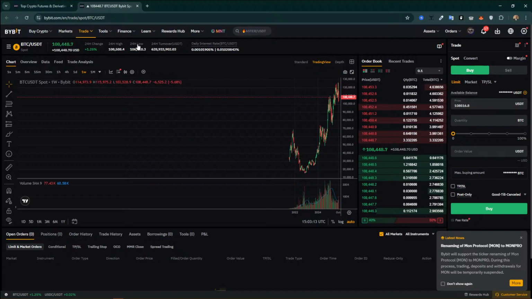Anyway, so this is some of the information talking about the highs and the lows and the trading volume. That's the information up there. And then we have some of the tools. TradingView integrated. You notice we have the chart by TradingView. It's integrated within the ByBit platform, or you can call it the ByBit trading platform or ByBit extension.